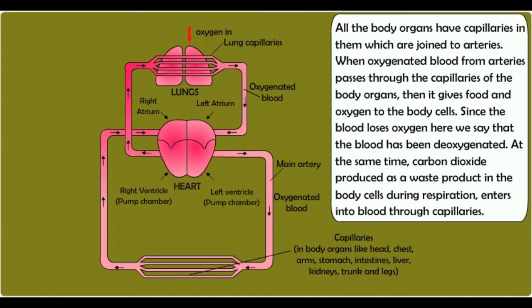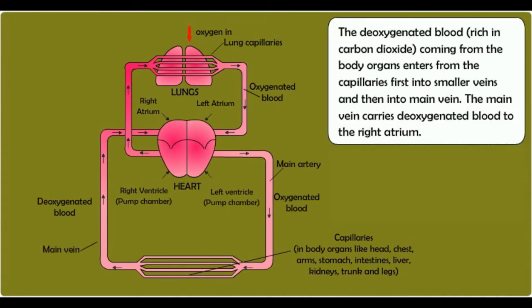When oxygenated blood from arteries passes through the capillaries of the body organs, then it gives food and oxygen to the body cells. Since the blood loses oxygen here, we say that the blood has been deoxygenated. At the same time, carbon dioxide produced as a waste product in the body cells during respiration enters into blood through capillaries.